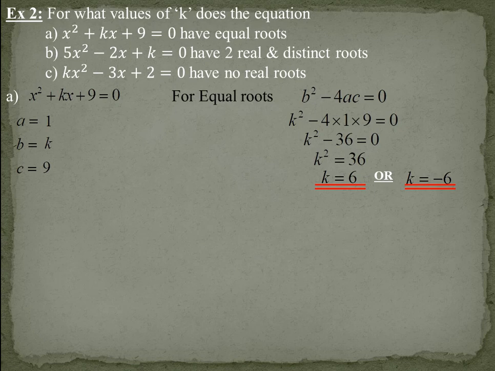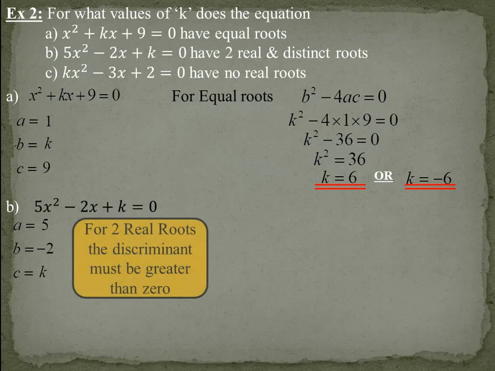So if the value of k was 6 or minus 6, the equation x squared plus kx plus 9 equals 0 would have equal roots. Second example, when 5x squared minus 2x plus k equals 0, when does it have two real and distinct roots? Well, a is 5, b is minus 2, and c is k. For two real roots, the discriminant must be greater than 0.